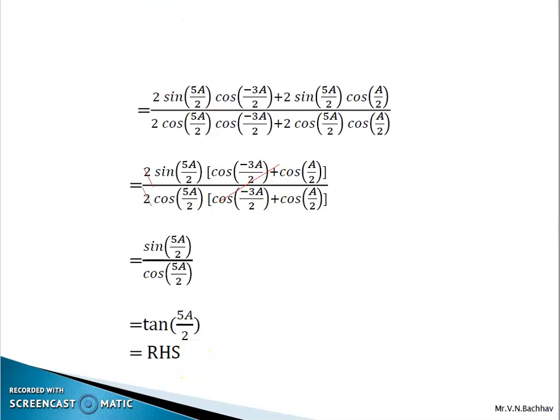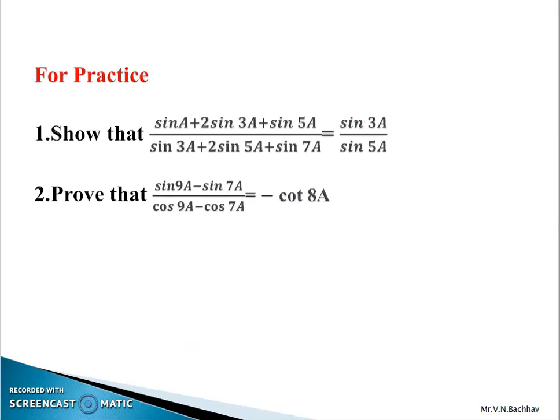Which is equal to RHS. Now for more practice, try to simplify this. Show that (sin a + 2 sin 3a + sin 5a) divided by (sin 3a + 2 sin 5a + sin 7a) is equal to sin 3a divided by sin 5a. Second one, prove that (sin 9a - sin 7a) divided by (cos 9a - cos 7a) is equal to minus cot a. Thank you for watching this video.